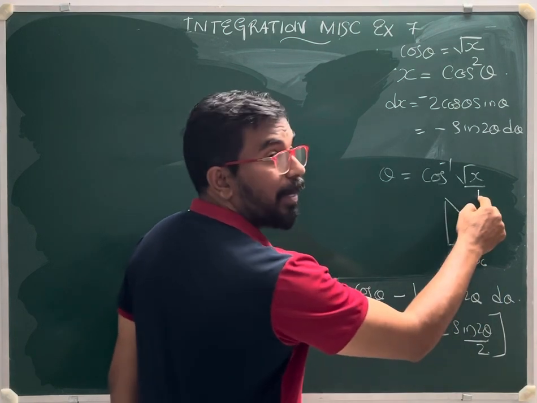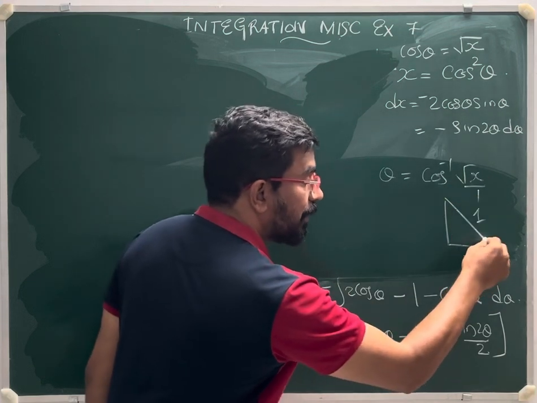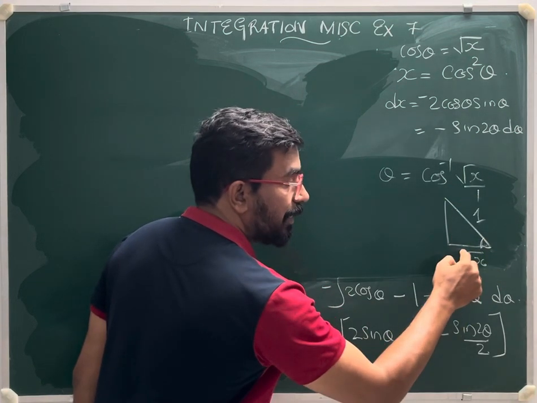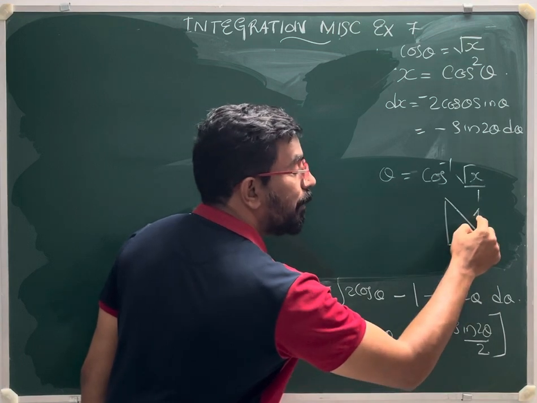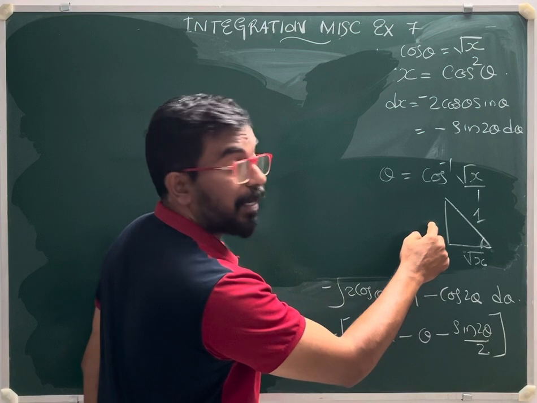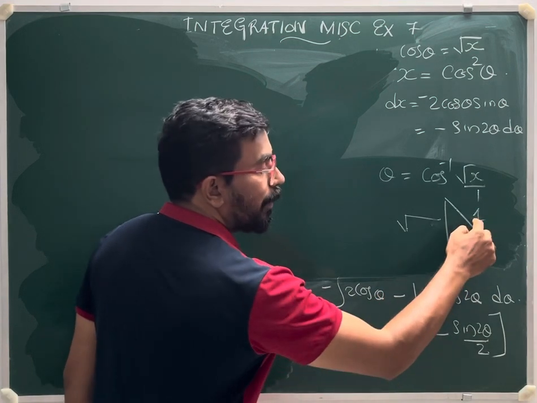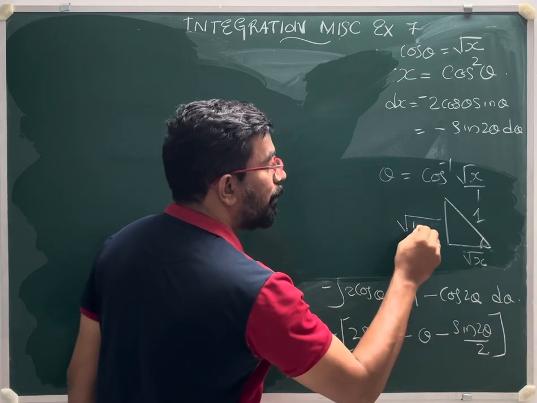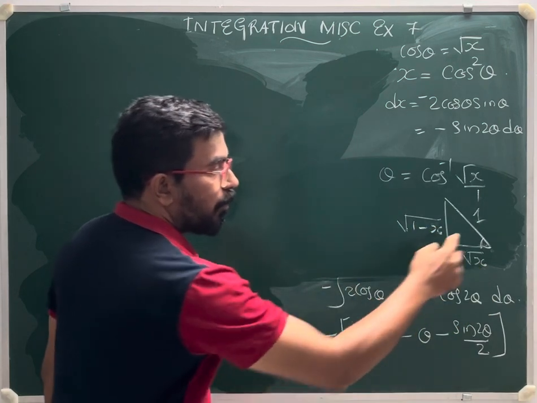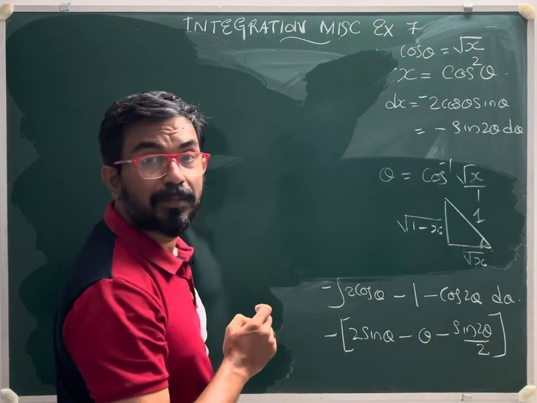Then what is this? One is the hypotenuse. If we choose this angle, this is the adjacent side, and adjacent by hypotenuse. Now what is this? This is the opposite side of this angle. By the Pythagoras theorem this will be root of what? Hypotenuse square minus the other side square. So root of 1 minus x, since root x square is x. So we get this.